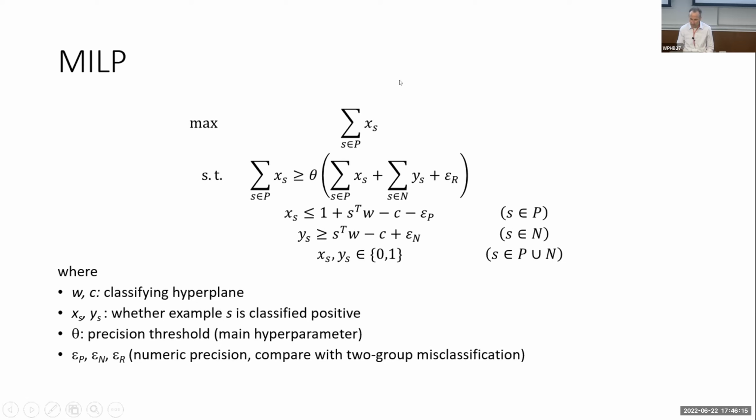So I'm trying to maximize the reach subject to the fact that the precision is greater than or equal to theta, and then I have constraints that are basically relating the binary decision variables with the classifying hyperplane. And in all of this, going back to the long tradition of the two-group misclassification problem, there are these parameters epsilon that are meant to avoid accuracy problems in the numerical solution of this. So I have this mixed integer linear program.